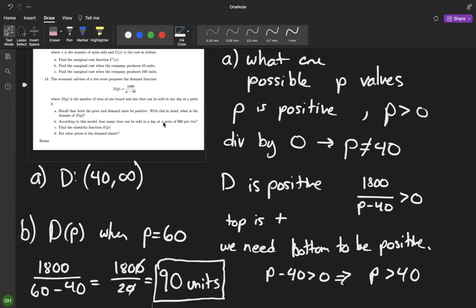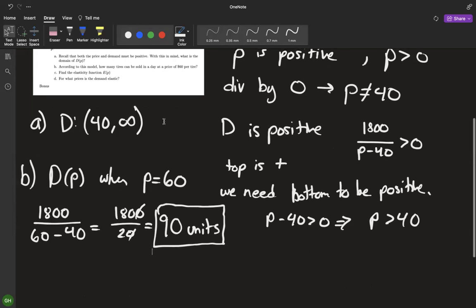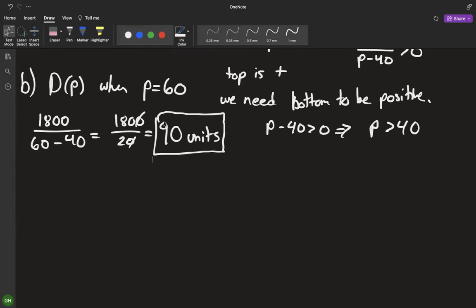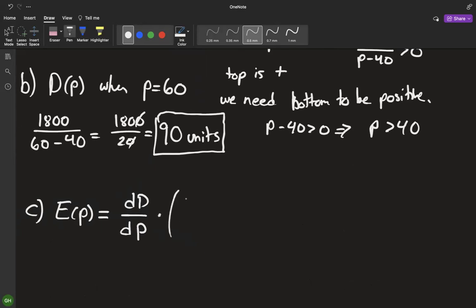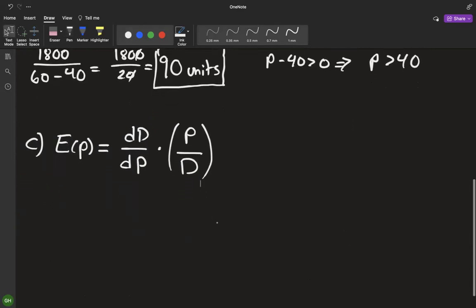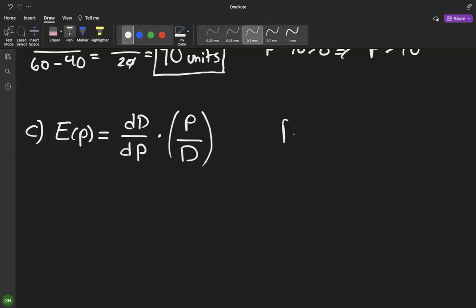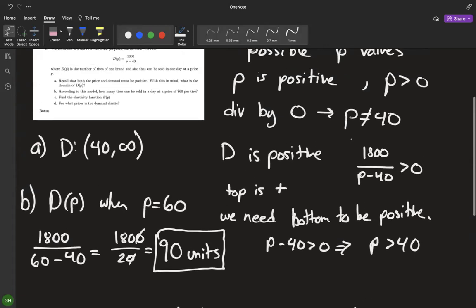Then for part C, we're going to need to find the elasticity function. And the elasticity function is just an equation to know. So the elasticity, E of P, is given by the derivative of the demand function, dD/dP, times P over D. And just to rewrite it here, D is equal to 1800 over P minus 40.